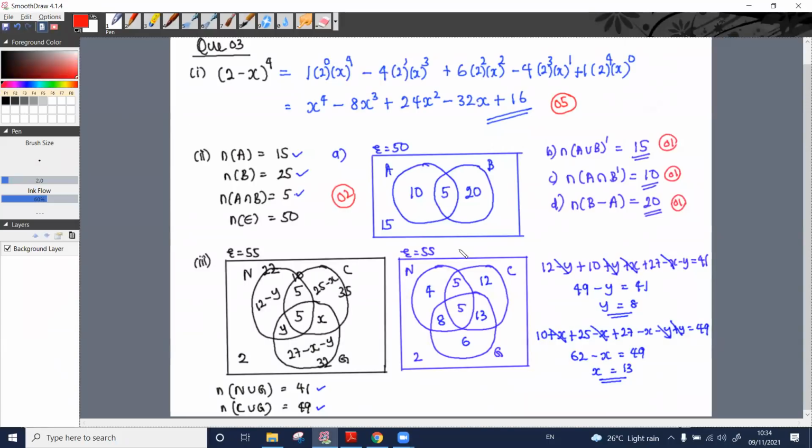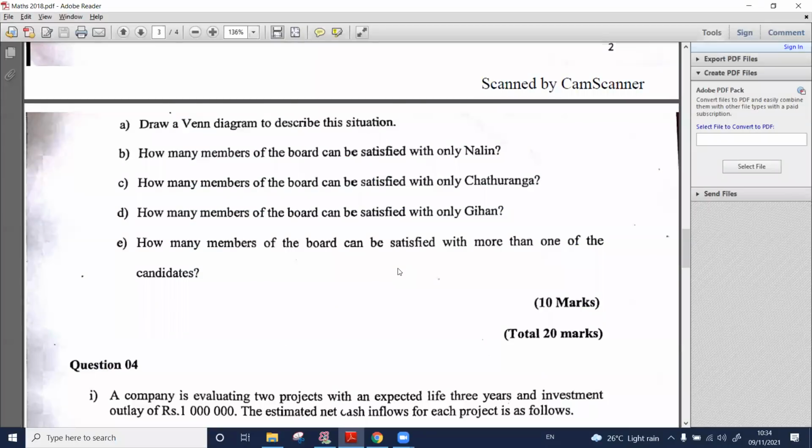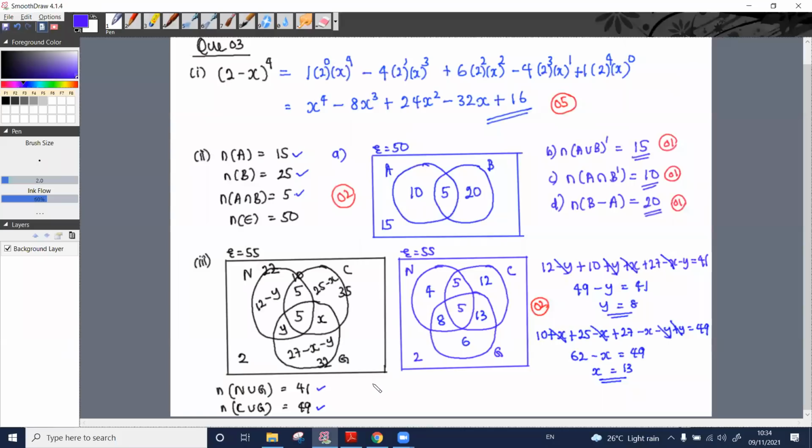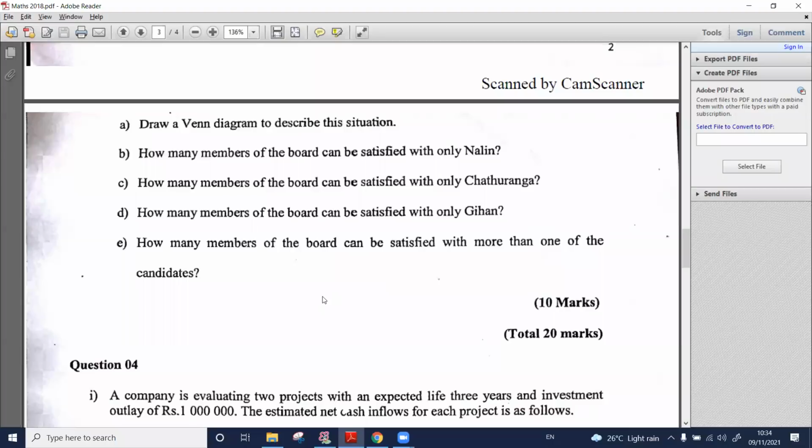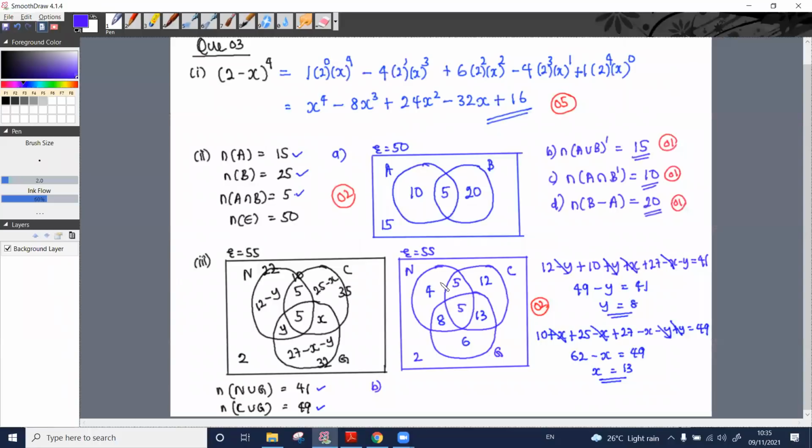So if you have drawn it correctly, please give 2 marks. That is part A. Part B, I will have the answers here. Part B, how many members of the board can be satisfied with only Nullin? Nullin only, that is referring to this region. That is 4.